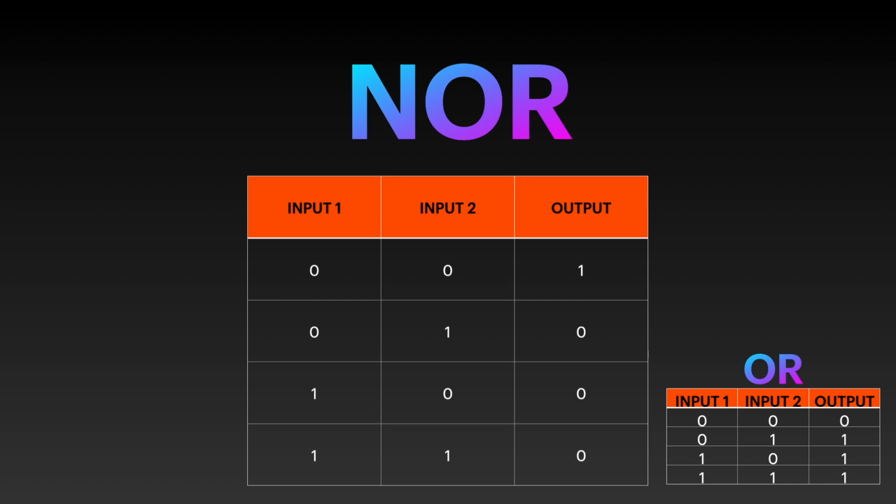So this is the NOR table, and the tiny one at the bottom, which is really cute, is the OR gate. If you can see the similarity, all the zeros got turned into 1s, and all the 1s got turned into 0s. So those are the 7 gates: AND, OR, NOT, XOR, NAND, XNOR, and NOR.